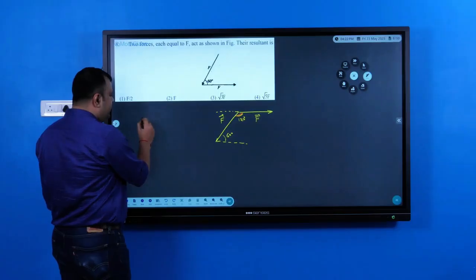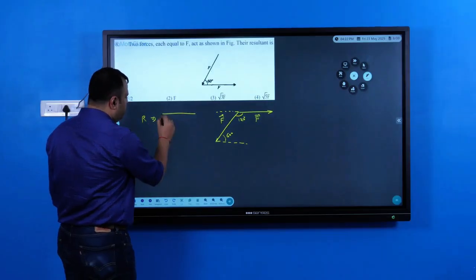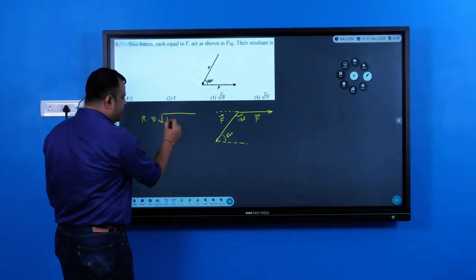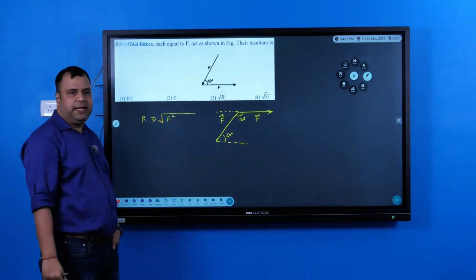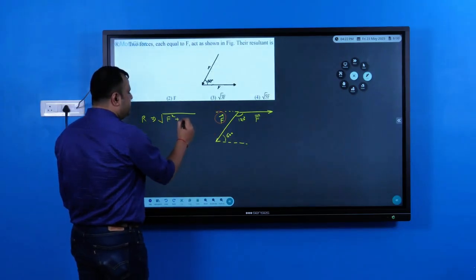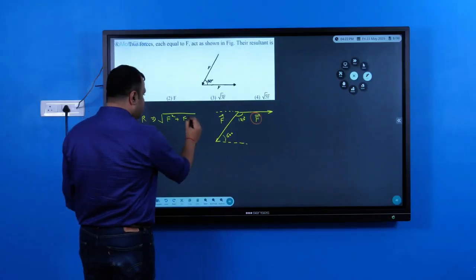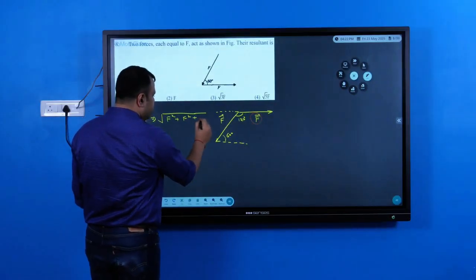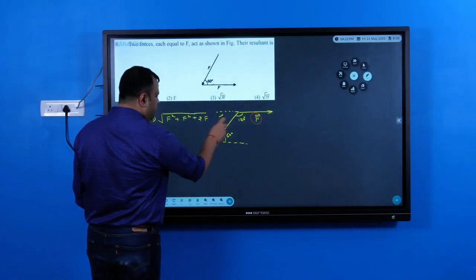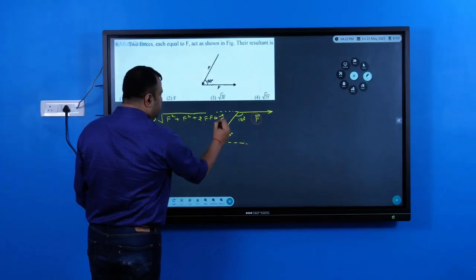So let's say the resultant is R. The resultant R will be the square root of the mod of F squared, plus the mod of this F squared, plus 2 times the mod of this one multiplied with the mod of this one, and the cos of this angle, which is 120.